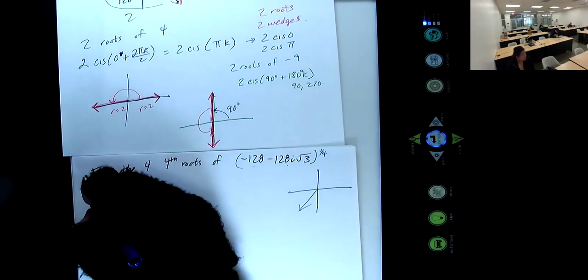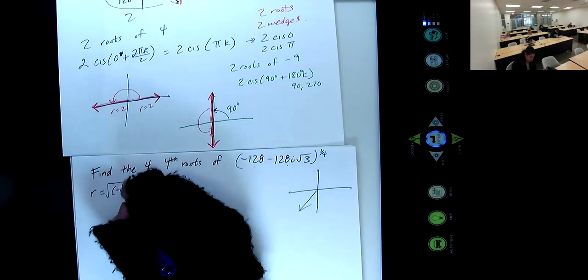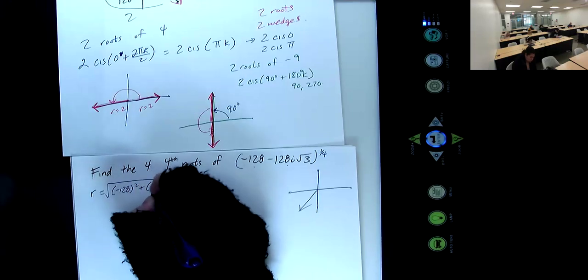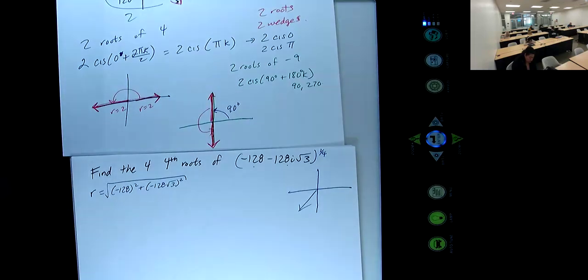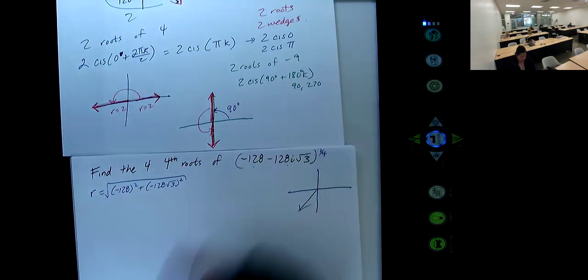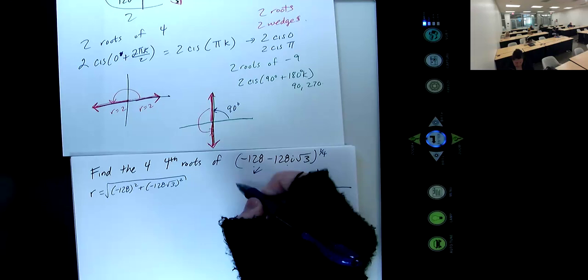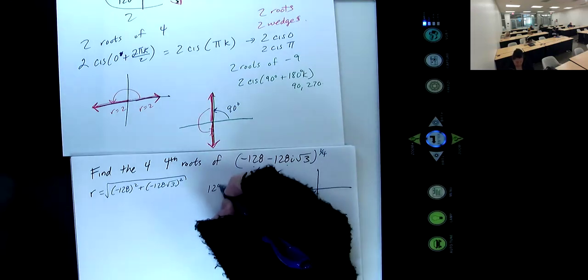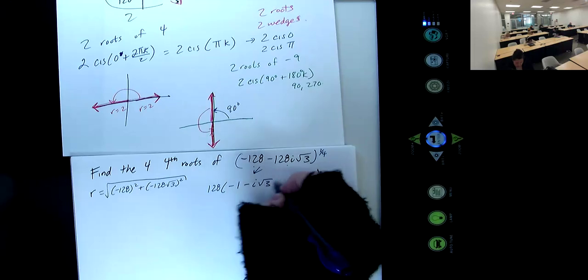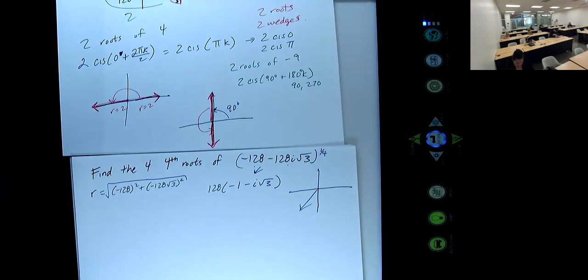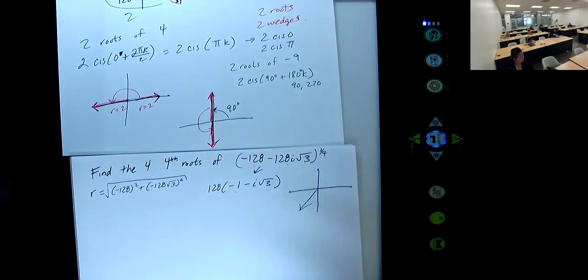Now, we can find R by doing R is the square root of negative 128 squared plus negative 128 root 3 squared. Oh god, that's some calculator work. Let's see if I can find it another way. If I factored out a 128, I have negative 1 minus i root 3. I don't have an angle that works with 1 and root 3, but I do have one that works with 1/2.